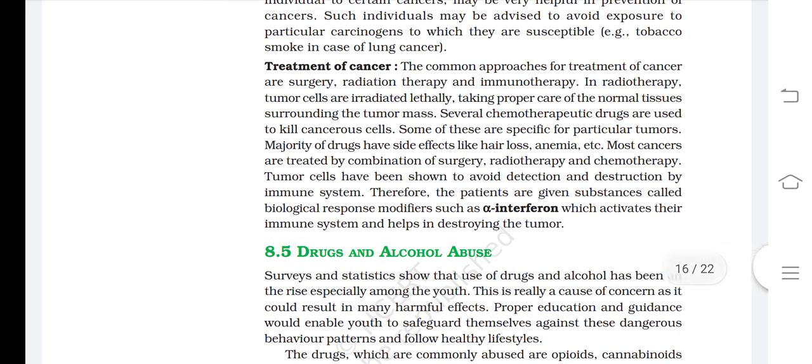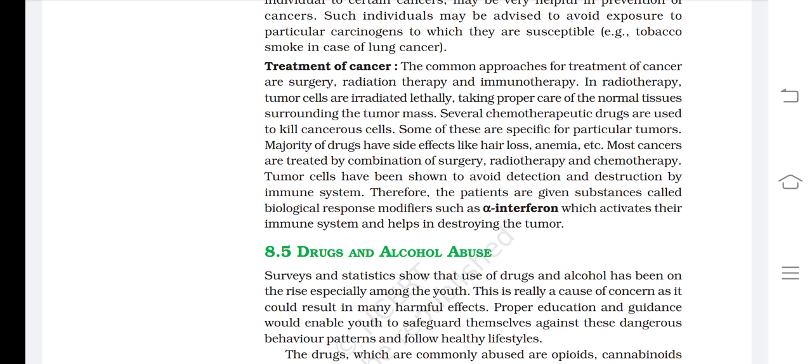Treatment of cancer. The common approaches for treatment of cancer are surgery, radiation therapy, and immunotherapy. In radiotherapy, tumor cells are irradiated lethally, taking proper care of the normal tissues surrounding the tumor mass. Several chemotherapeutic drugs are used to kill cancerous cells. Some of these are specific for particular tumors. Majority of drugs have side effects like hair loss, anemia, etc. Most cancers are treated by combination of surgery, radiotherapy, and chemotherapy.